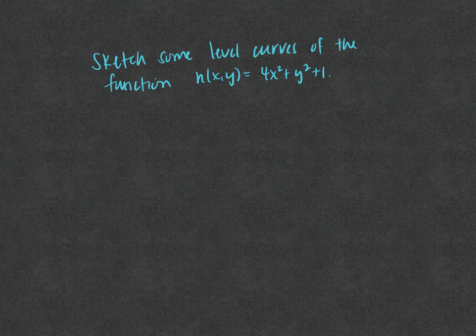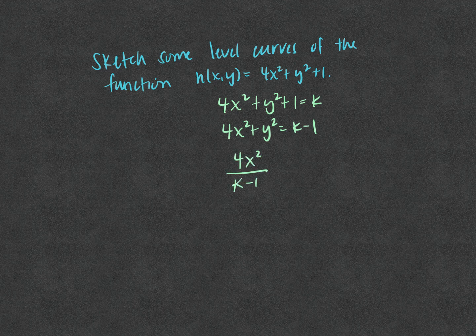Sketch some level curves of the function h of xy equals 4x squared plus y squared plus 1. Because we're doing level curves, we say 4x squared plus y squared plus 1 equals k. Then 4x squared plus y squared equals k minus 1. Now this is an ellipse, so we divide by the constant on the right side. So we have 4x squared over k minus 1 plus y squared over k minus 1 equals 1. But you can't have a 4 here, so if we move it down as a 1/4, it's the same thing. So you can kind of see your ellipse happening at this point.